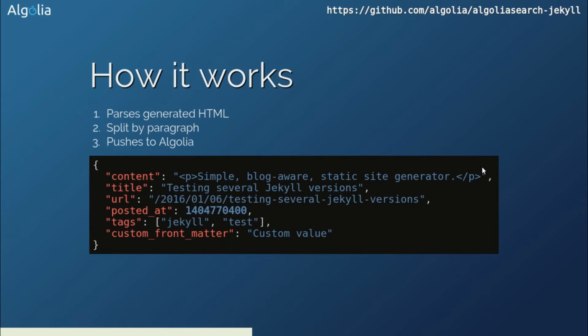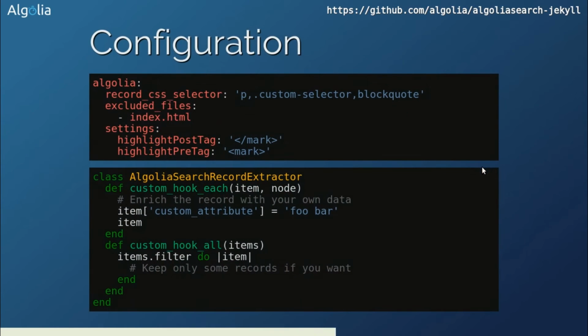So you have the content, which is the content of the paragraph, but you also have the title, the URL and the date, and any custom value you have put into your front matter. All of this will be pushed to Algolia. But this is highly configurable.